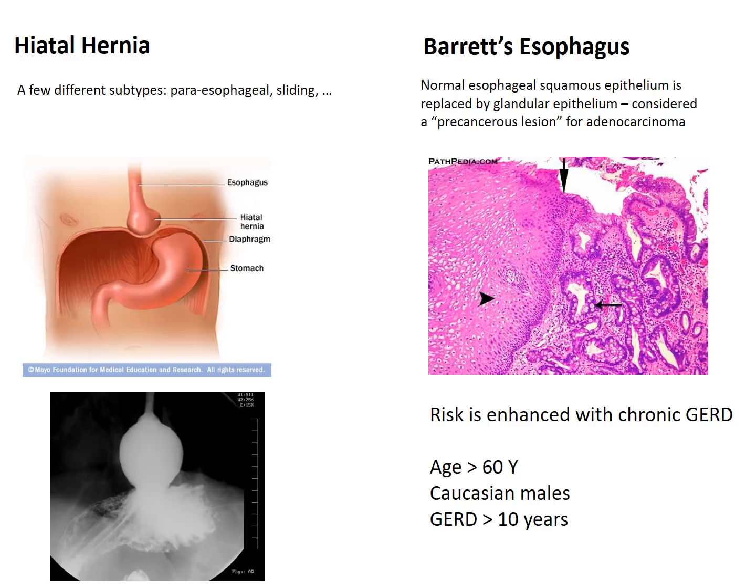And here you can see the junction between the epithelial cells of the esophagus on the left and the glandular gastric stomach cells on the right. Again, that's a precancerous lesion known as Barrett's esophagus. That risk is highest in males, particularly white males over the age of 60, and in individuals who have had reflux symptoms ongoing for greater than 10 years.